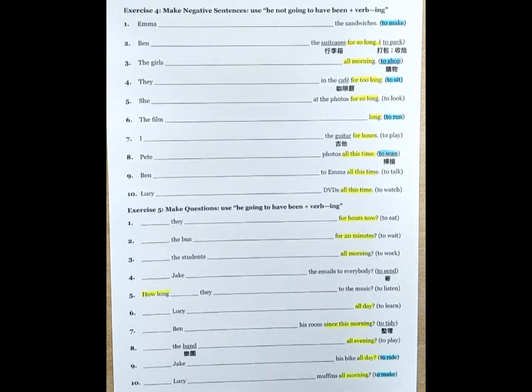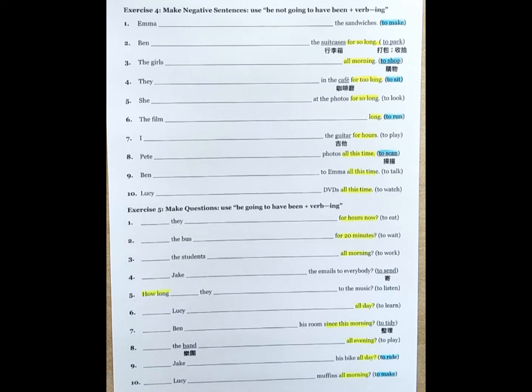Exercise 4. Make negative sentences. Use be not going to have been plus verb ing. 1. Emma isn't going to have been making the sandwiches. 2. Ben isn't going to have been packing the suitcases for so long.